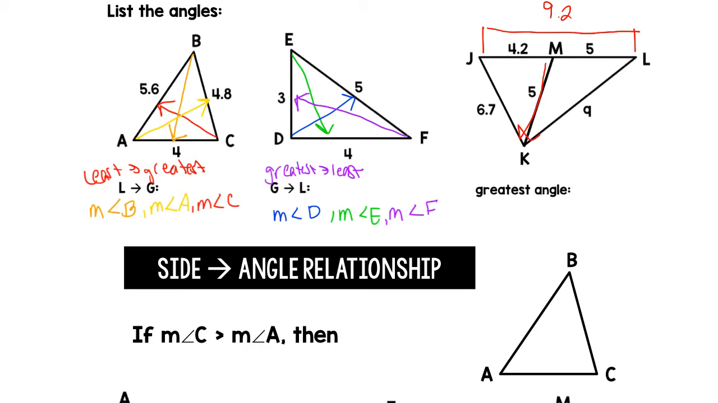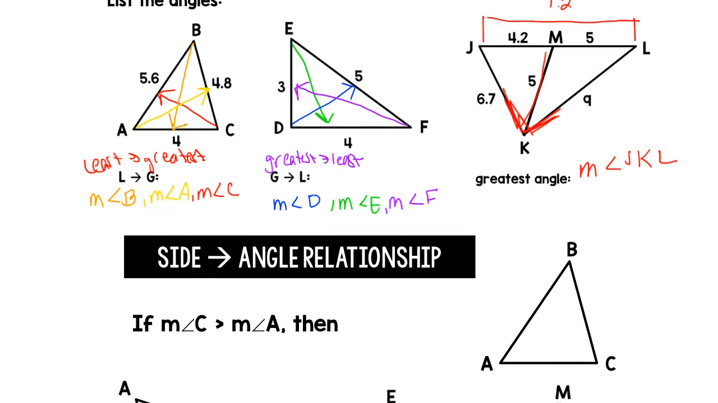Let's call it something better than that, though. So the greatest angle in this case is going to be the measure of angle JKL, the angle that goes with the whole triangle, not just either of those halves.